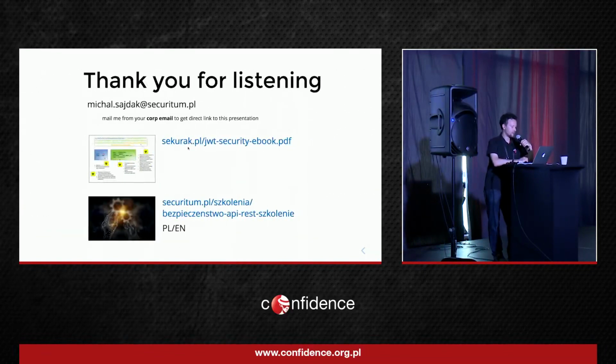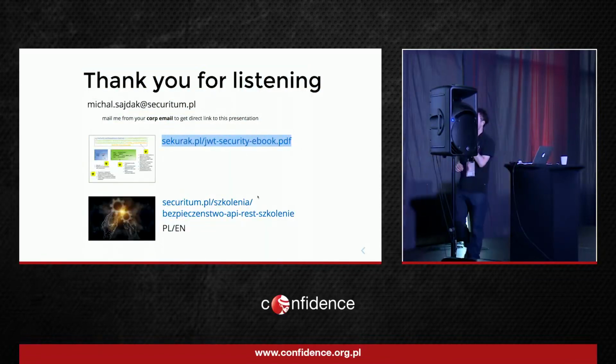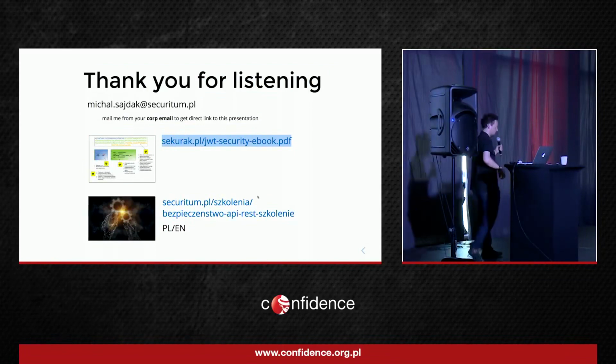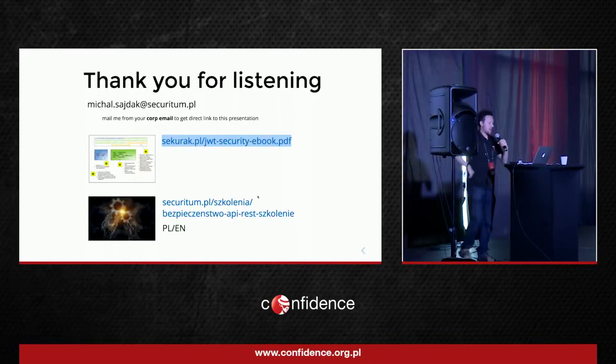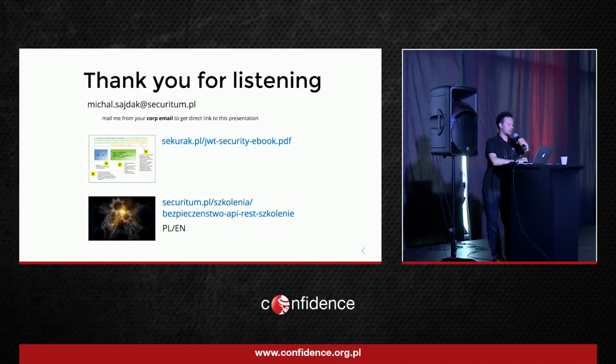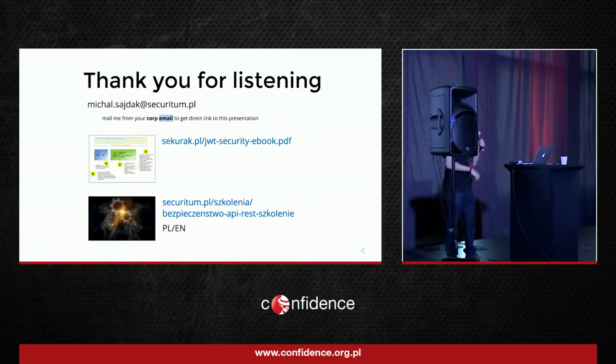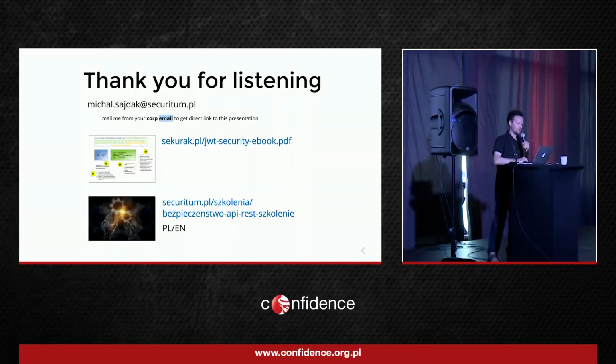All right, actually, this is almost everything. I have one more thing prepared for you. Unfortunately, it's only in Polish, but in the near future, it will also be in English. It's my little book about JSON Web Token security. It's quite complex. I think that I will upload this presentation to the folks from Confidence, so they will upload it to their official site. If you want to have this earlier, just mail me from your email.